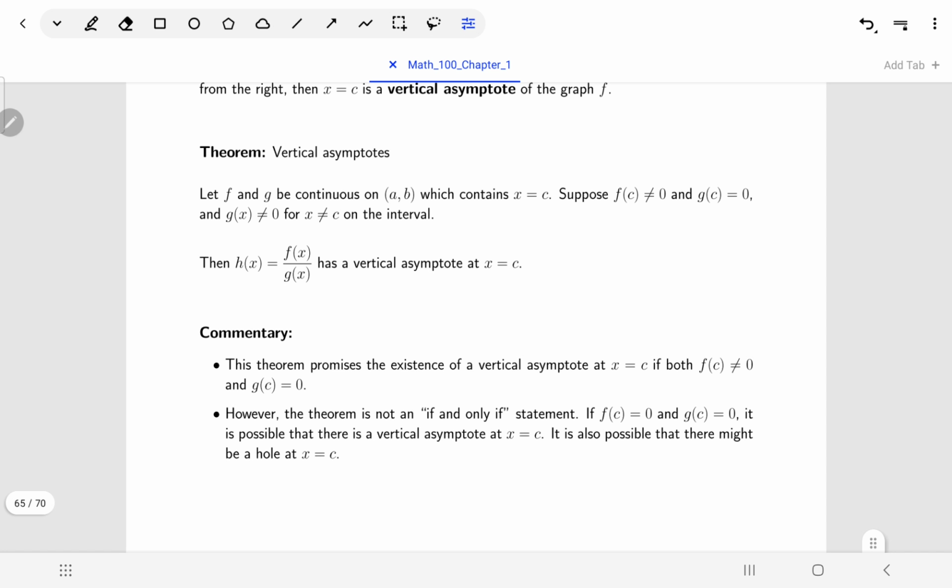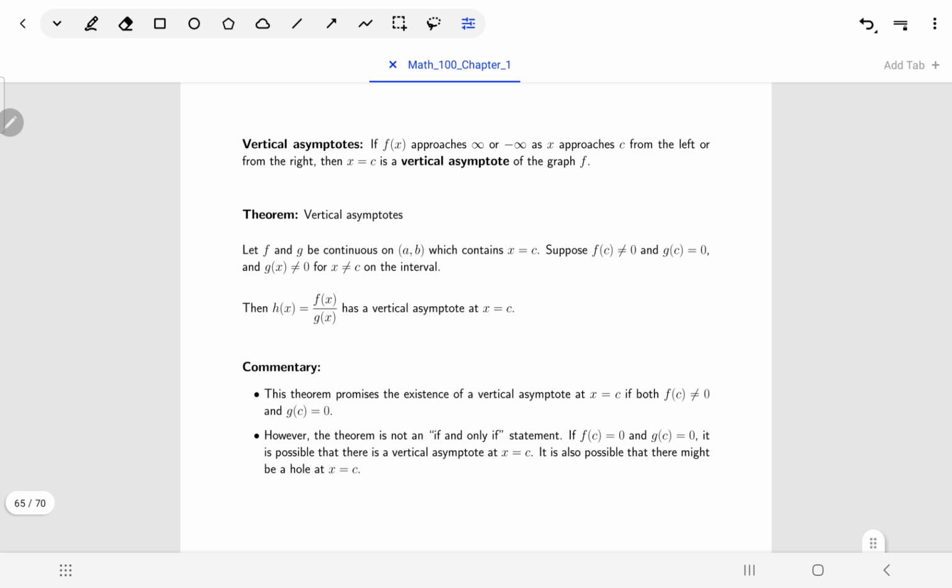But same thing as before, if things are 0 over 0, you're going to need to think about using limits to figure out what's going on. And that's, I guess, the moral of the story for this whole section. That's why we're talking about infinite limits, because we'll be doing all this investigation with limits.